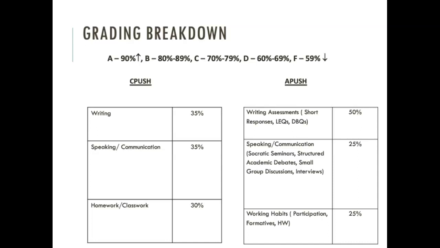With College Prep US History, we don't focus on these 3. We do different kinds of writing. That's why it is weighted differently at 35%. And then the other 2 categories are very similar: speaking and communication, and working habits, which is the same as homework and classwork. And you have the A through F breakdown, actually exactly the same in both classes, traditionally, right? 90 to 100 is an A, 89 to 80 is a B, and so on and so forth.